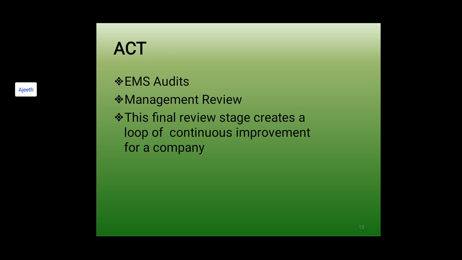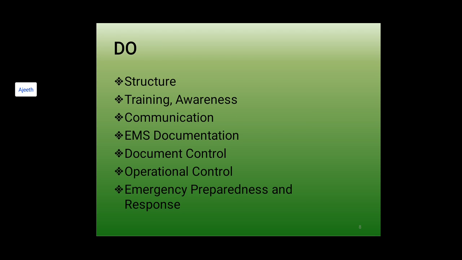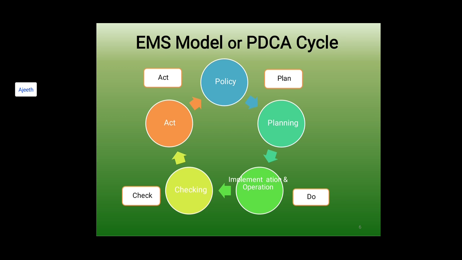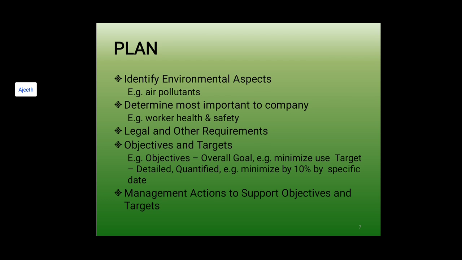Act, we can see that as EMS audits could be done, and review from the management, so the final review stage creates a loop of continuous improvement for the company. So whatever the main checkings or the comments have been written, that would become a policy, right? Again, according to that, planning has to be done, implementation, checking, act, all those things have to be done. Because of that, there is a continuous loop. Okay.